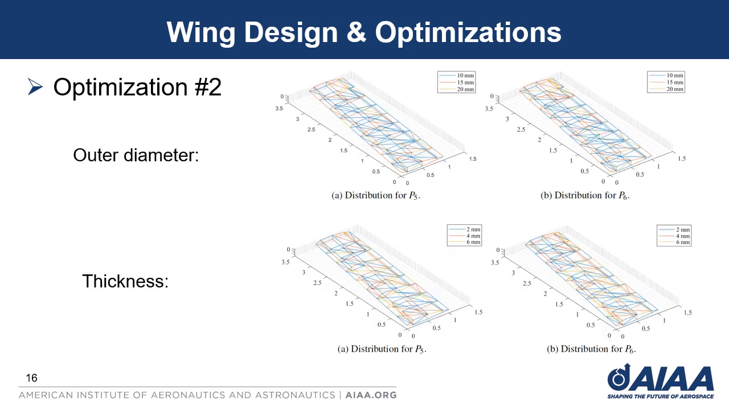These figures illustrate the distribution of outer diameter and thicknesses per element for both points P5 and P6. The figure shows the distribution of outside diameters, where the elements in blue correspond to the diameter of 10 millimeters, red is 15 millimeters, and orange is 20 millimeters. We also have the distribution of thicknesses, where the elements in blue, red, and orange correspond to thicknesses of 2, 4, and 6 millimeters, respectively. More details and comments you can see in the full text version.